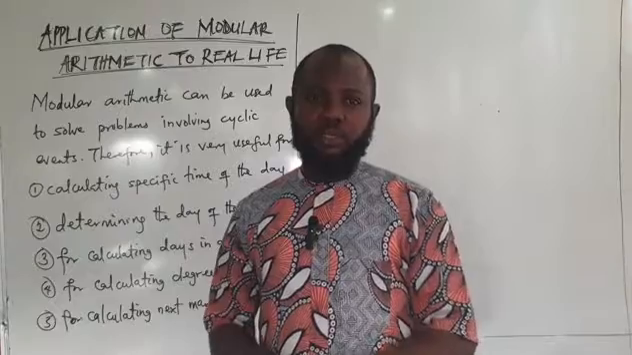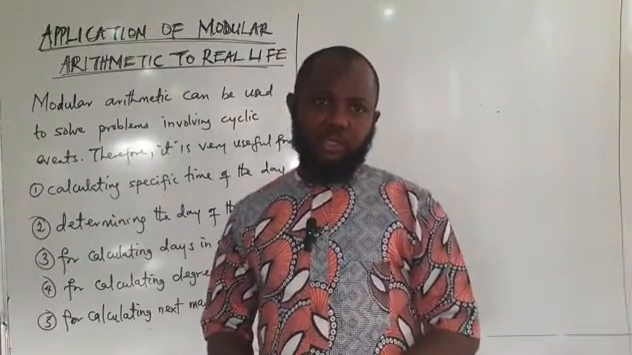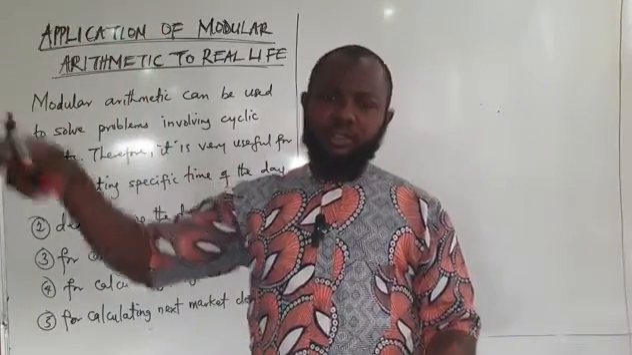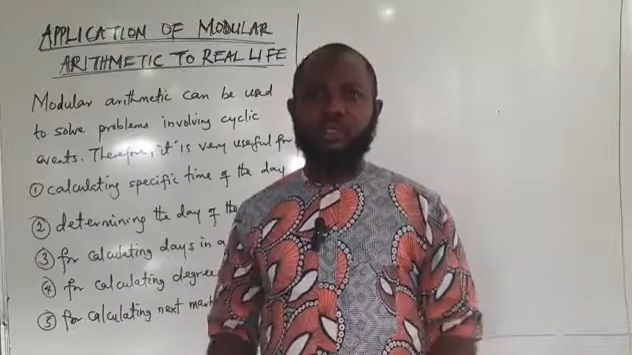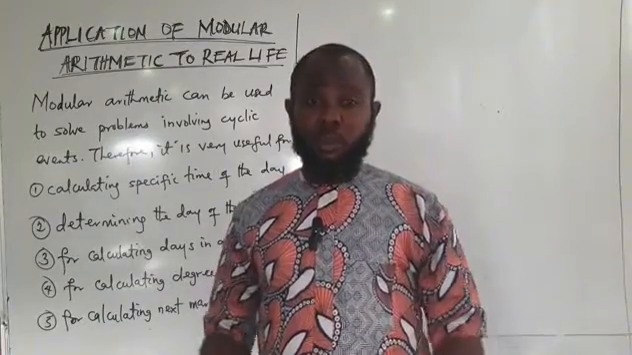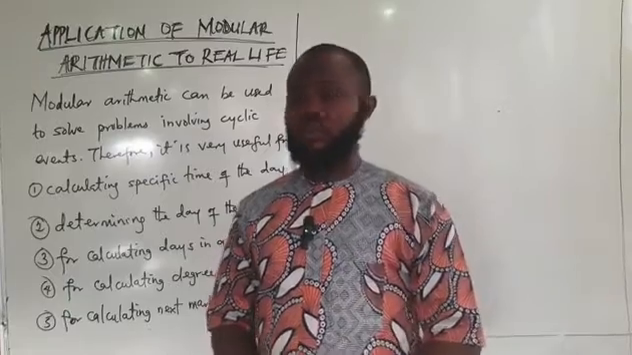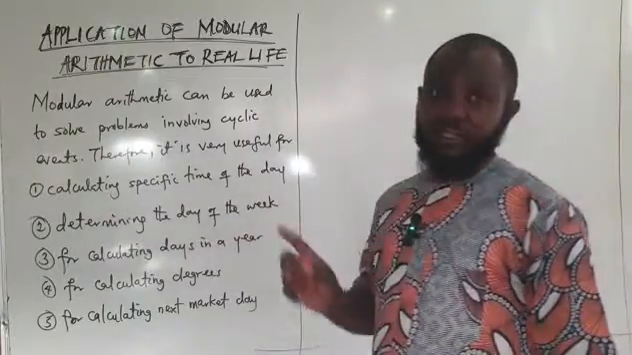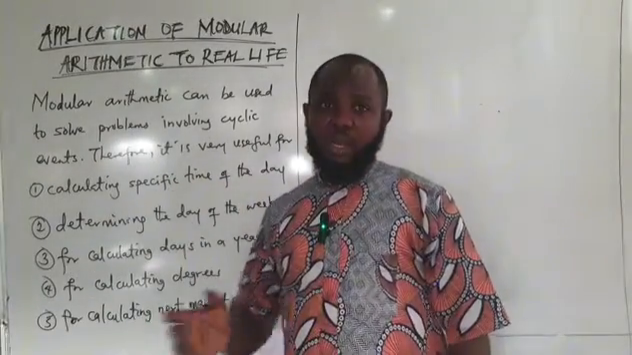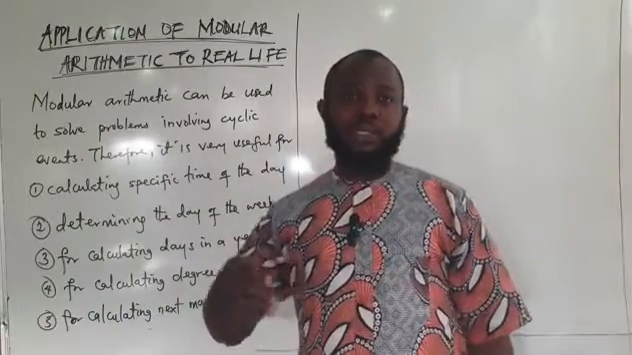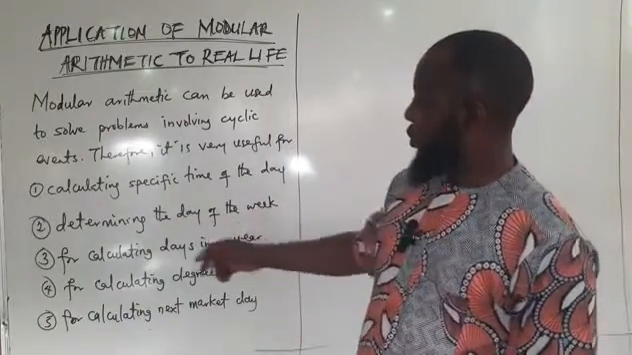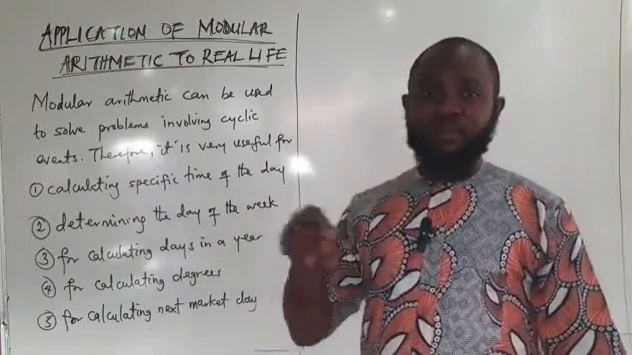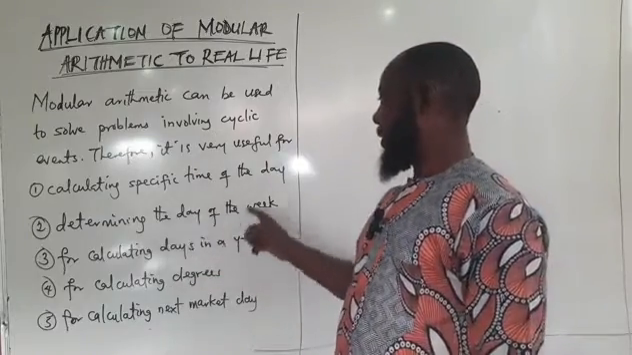The same thing with days in a week. You start from Sunday, it will end on Saturday. It's not that Monday will continue, it will not stop on Saturday. Exactly, so that is cyclic events. The same thing with the days in a month and the days in a year, and so on. Therefore, it is very useful for calculating specific time of the day. Because we have 24 hours in the day, we can use it to calculate a particular time of the day, and also to determine the day of the week.